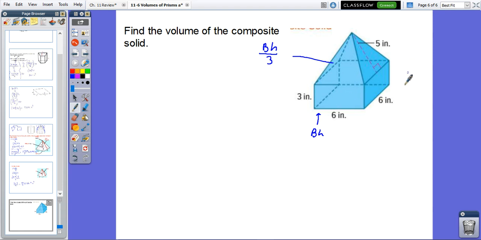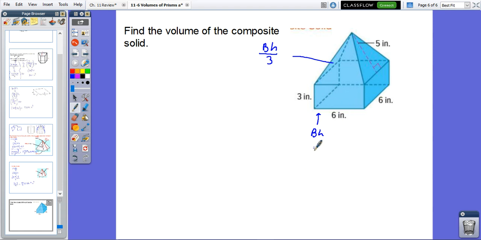So let's start with the prism down here. We'll work this out. Let's look at our area of the base. We set that this bottom square is our base, right here. Now, if you look at it, it doesn't look 6 by 6, but it is 6 by 6. That's what we're going to go with since that's what they're telling us. So if it's 6 by 6, this is also a square.